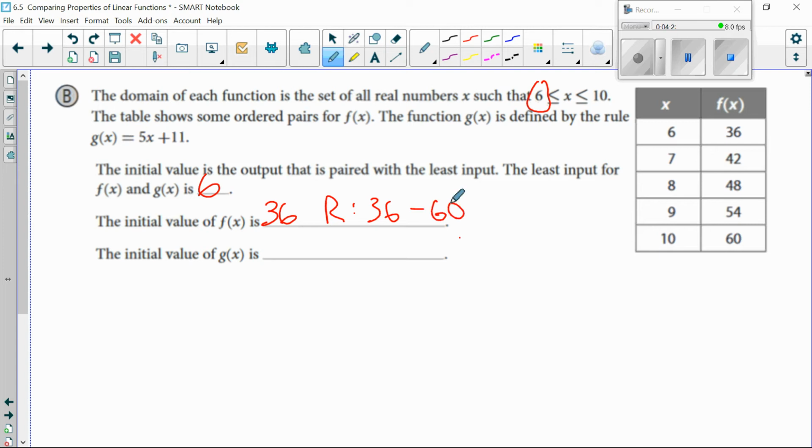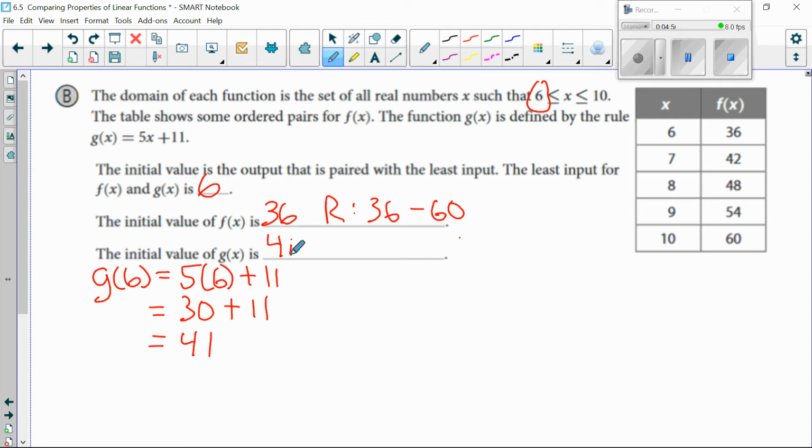All right, now I'm going to go ahead and find what my initial value is when I plug in 6 for g of x. So I got g of 6 is equal to 5 times 6 plus 11. That's going to give me 30 plus 11. It's going to be equal to 41. So my initial value is 41.